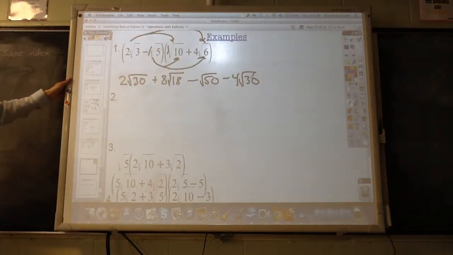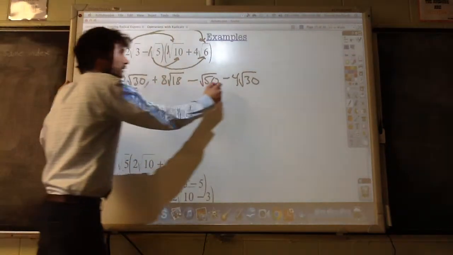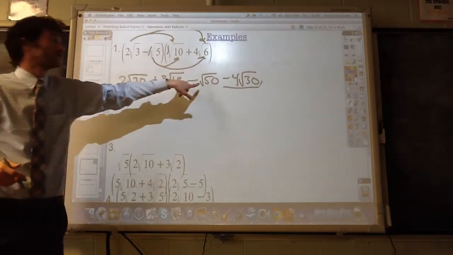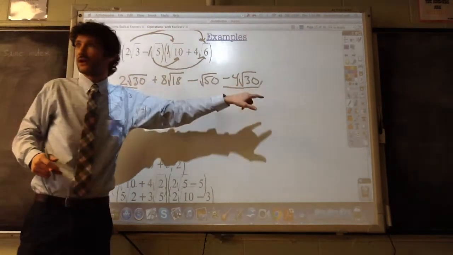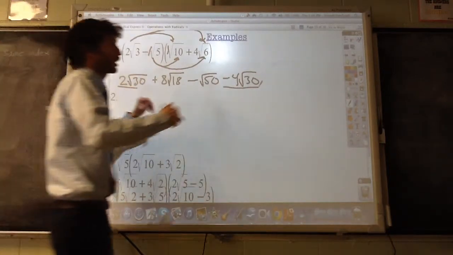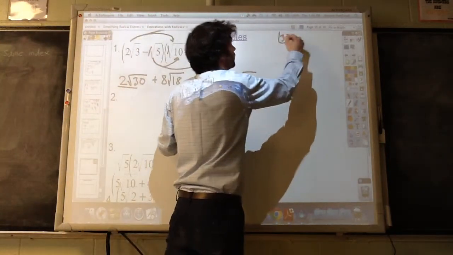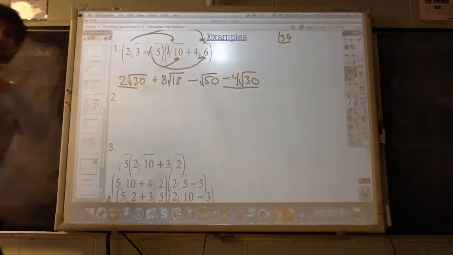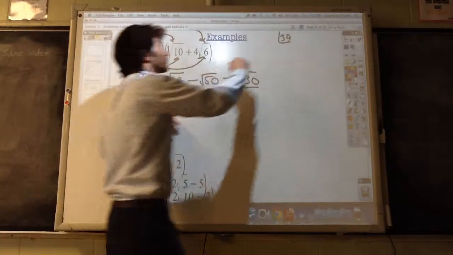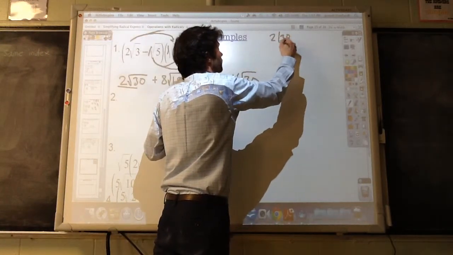But I'm not done. Because you can already tell these are like terms, or like radicals rather, and they can be combined. But I should also try and simplify, right? See if I can simplify any of these radicals. Let's see if we can simplify 30. You could put them together and then simplify first, but I'm going to try and simplify first.